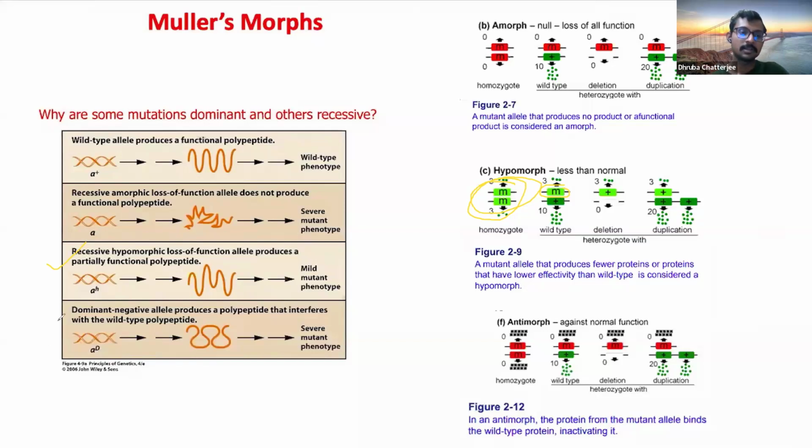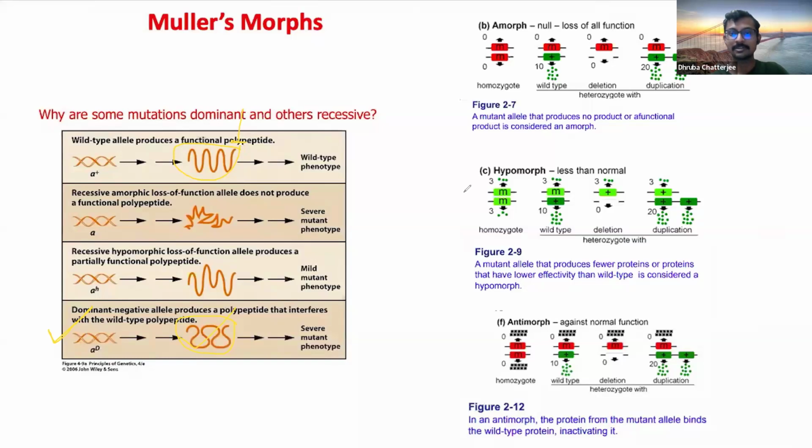And there can be one scenario which is very interesting, which is called the dominant negative. Here what happens is there is some particular mutation in the gene, which is now encoding for one particular protein, which is inhibiting or interfering with the function of the wild type product, right? So this is your mutant product, which is completely inhibiting the activity of the wild type protein.